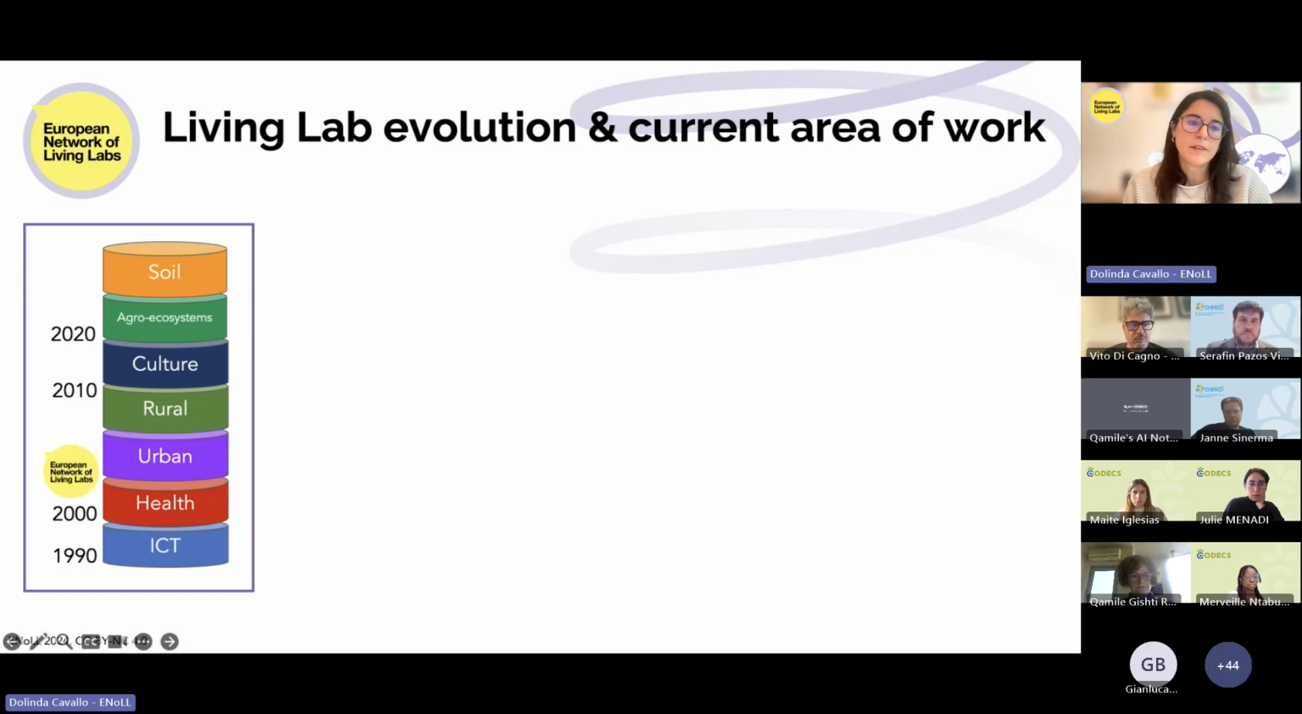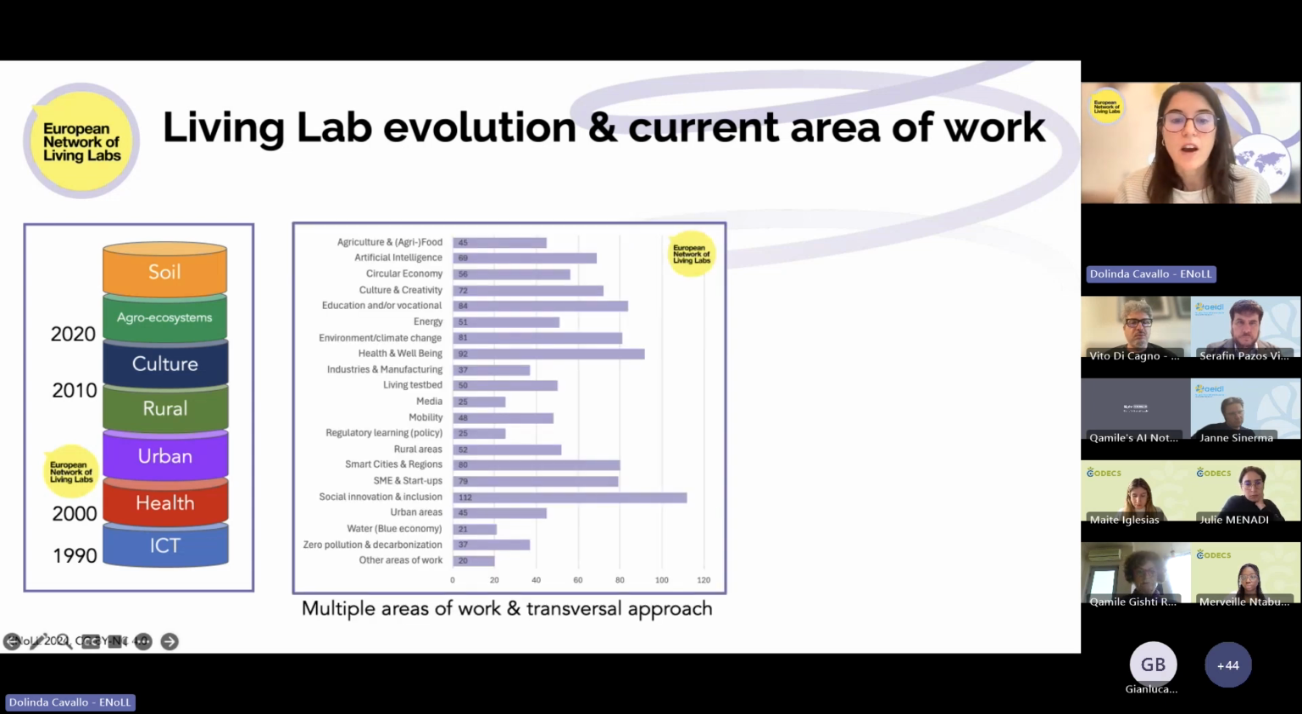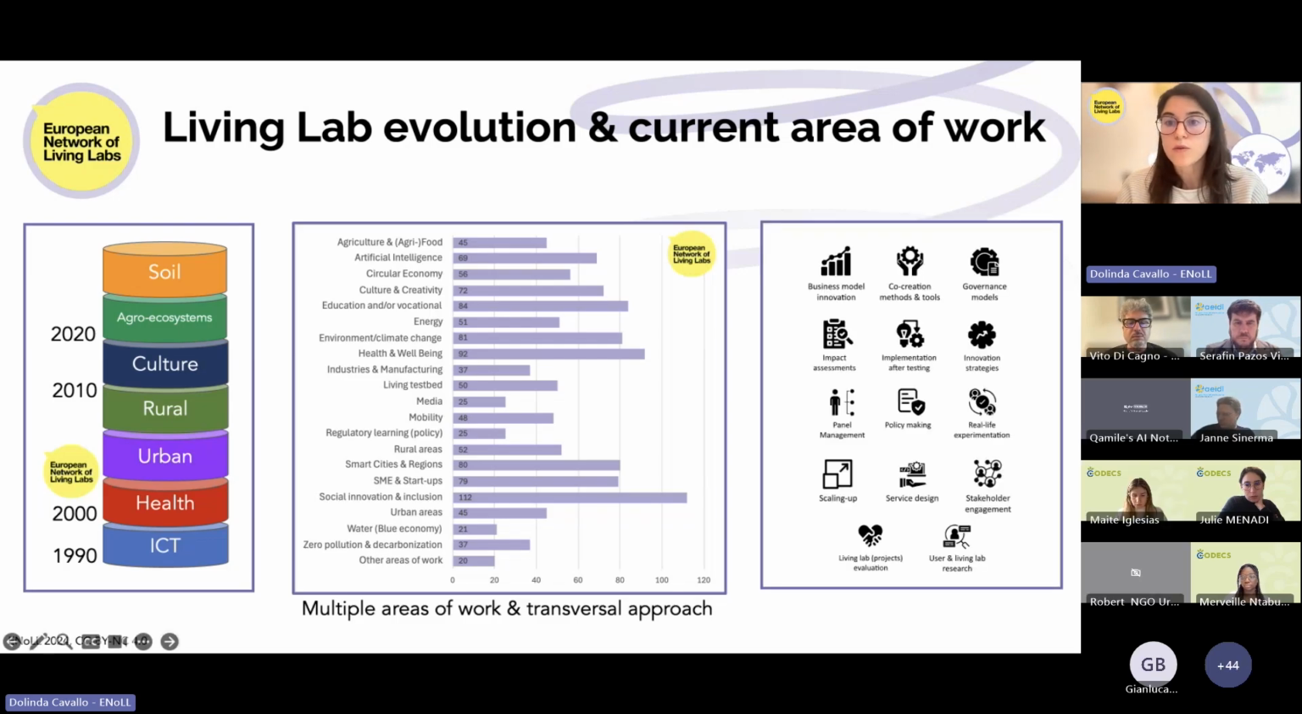The living labs concept started already in the 90s, and it was mainly applied to, let's say, the topic of ICT or health. But over time, living labs started to address different topics, such as urban, rural, but also agriculture or soil. And here you can see how our members address the different topics in a transversal approach.